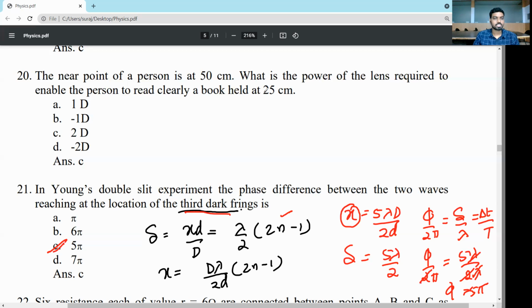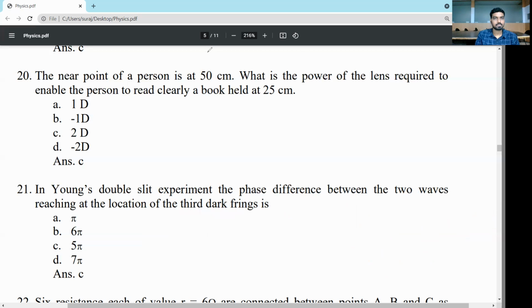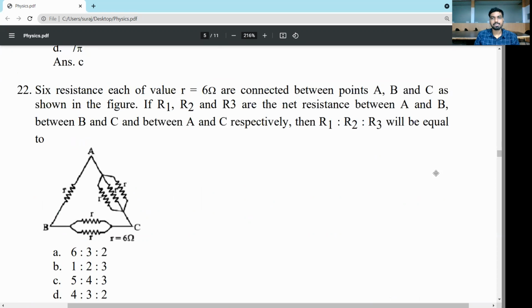Okay. Now coming to question number 22. 6 resistors each of value 6 ohm are connected between points A, B, C as shown in the figure. If R1, R2, R3 are the net resistance between AB, BC and AC respectively, R1 is to R2 is to R3 equal to.